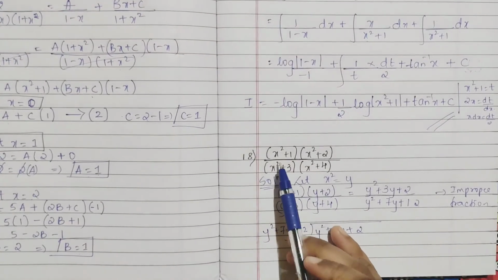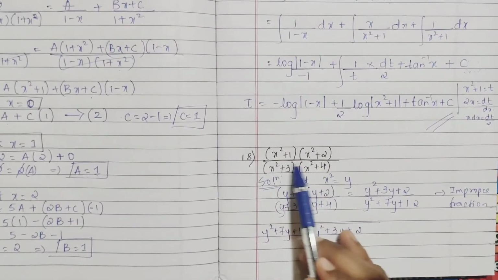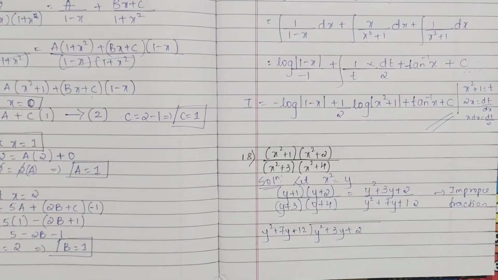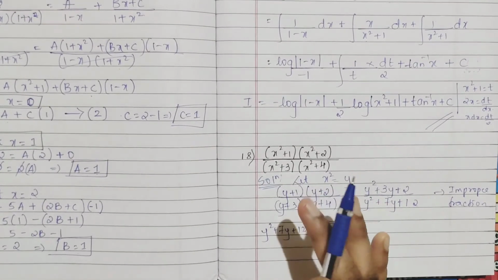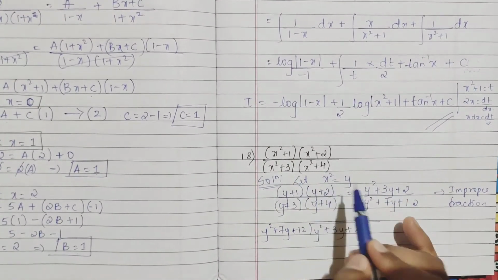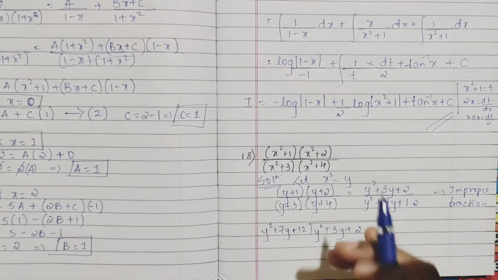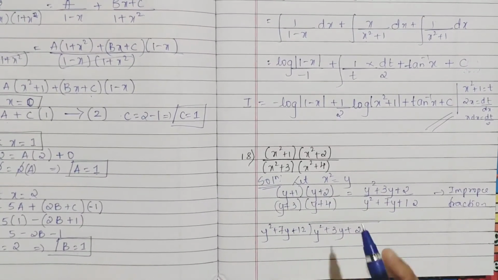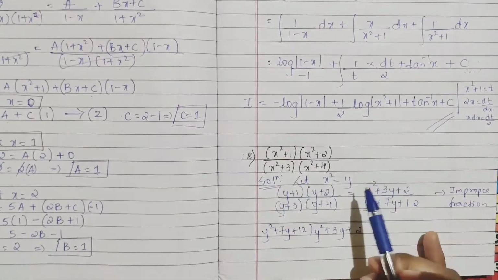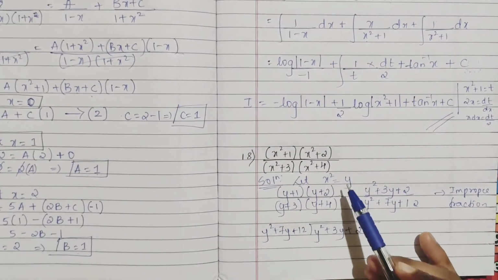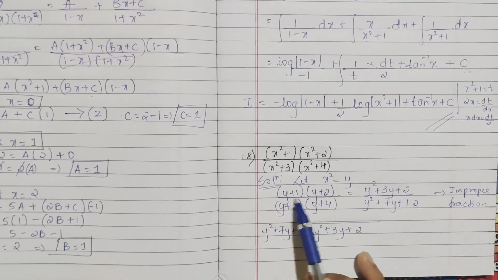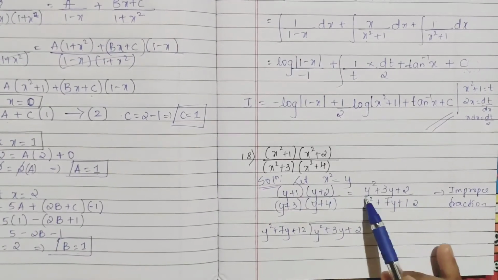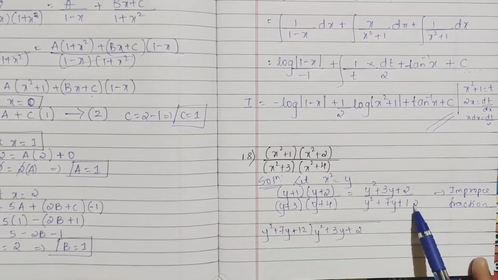Next is your 18th question: (x² + 1)(x² + 2) divided by (x² + 3)(x² + 4). Here we are not doing substitution; just for the time being we are taking x² equal to y. So you get (y + 1)(y + 2) divided by (y + 3)(y + 4). Later we will write x² in place of y again.